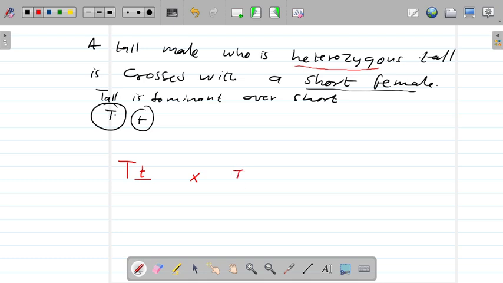Then he is crossed with a female who is short. If a female contains just one capital letter T allele, that means that female is going to be tall. So this female is short, which means homozygous short. Why? Because if we were to put a big letter T here, that person would be tall, because tall is dominant over short. Are we together? Then sharp.